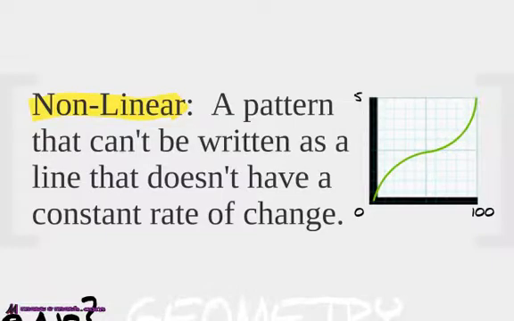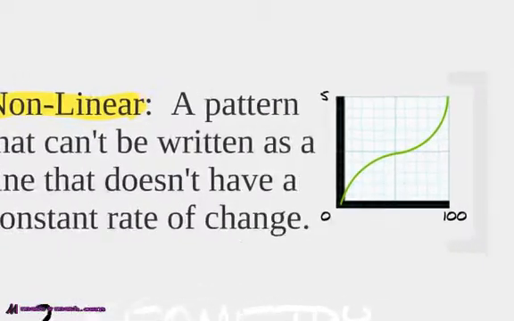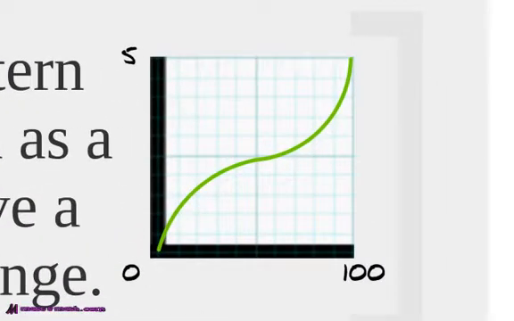All right, a nonlinear function is a pattern that can't be written as a line and doesn't have a constant rate of change. The slope changes. If you look at this one, the slope changes. It's steeper here, gets shallower, and then gets steeper again. It does not have a constant rate of change. It can't be written as a line, so it is a nonlinear function. Usually nonlinear functions are curved, or they have breaks in them, but typically what we'll see today is the curve.